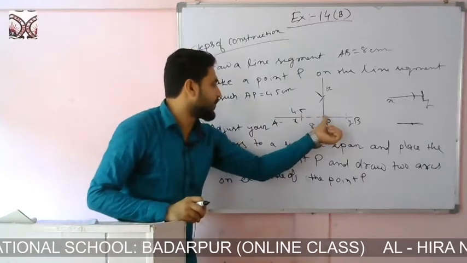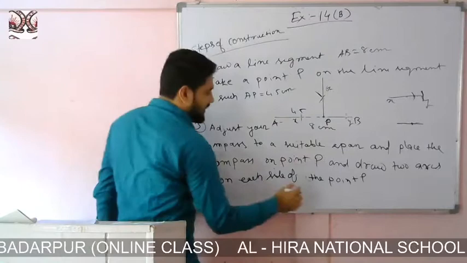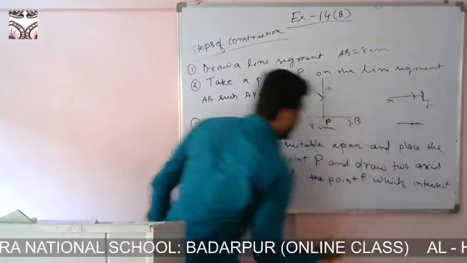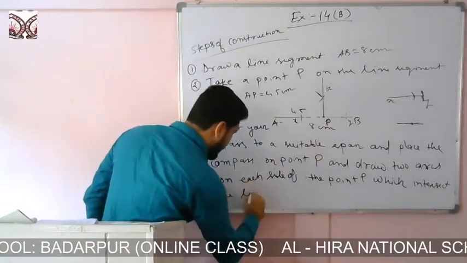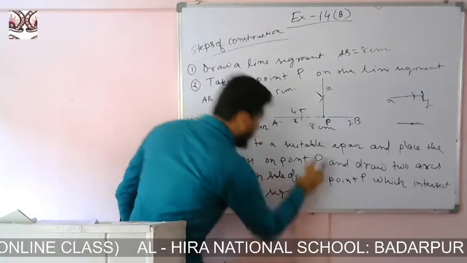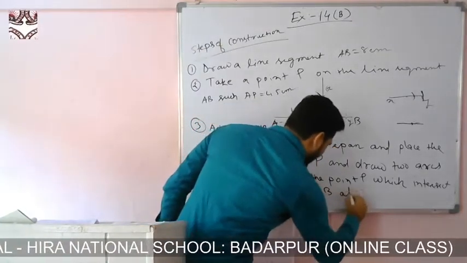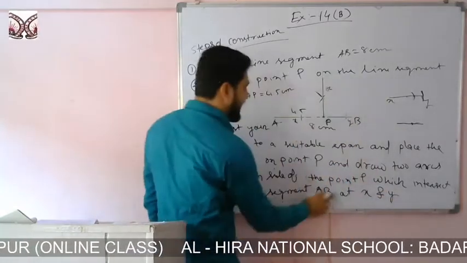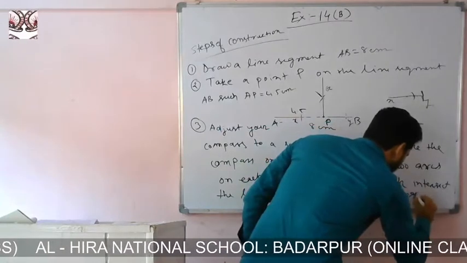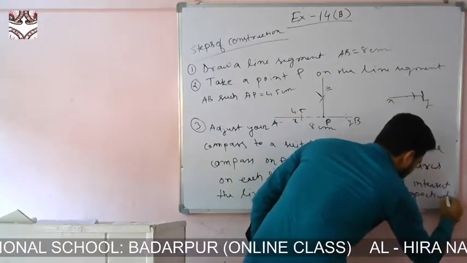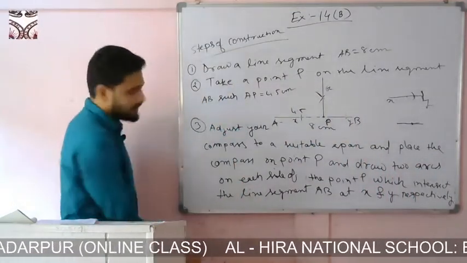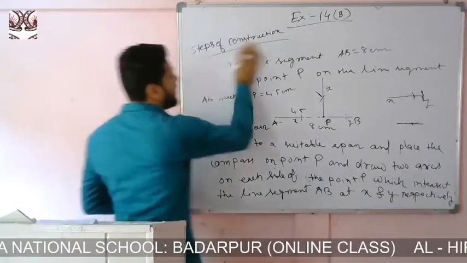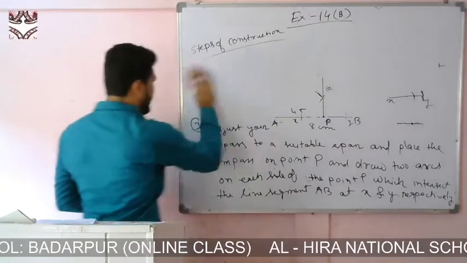Which intersect the line segment AB at X and Y respectively. Step 3 is finished. Now step 4.